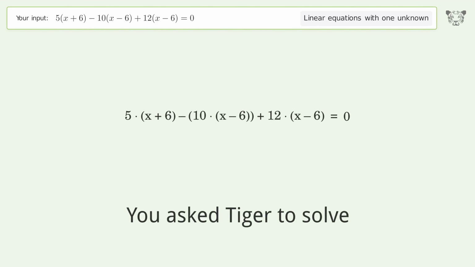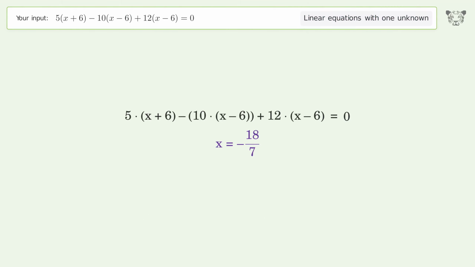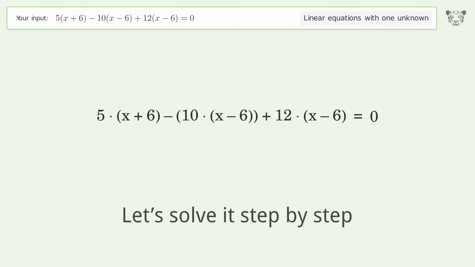You ask Tiger to solve this. This deals with linear equations with one unknown. The final result is x equals -18/7. Let's solve it step by step.